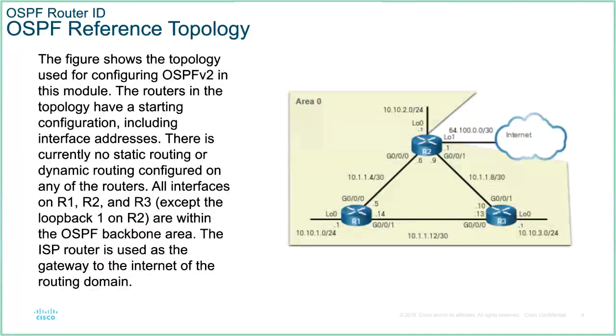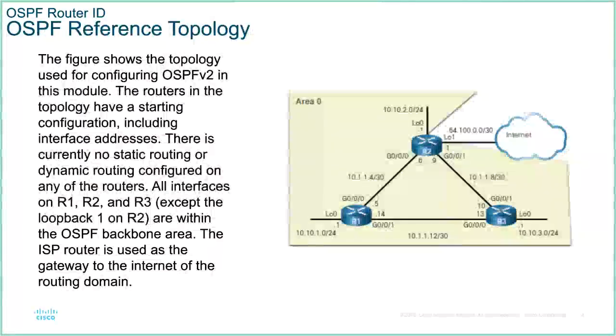Now, to give you an example, we have this reference topology, and it's going to be a simple 3-router topology. We're using a Loopback interface on router 2 to simulate our connection to the internet, and we're also using Loopback interfaces to simulate our connected local area networks, just to make life easy while we're doing these examples.